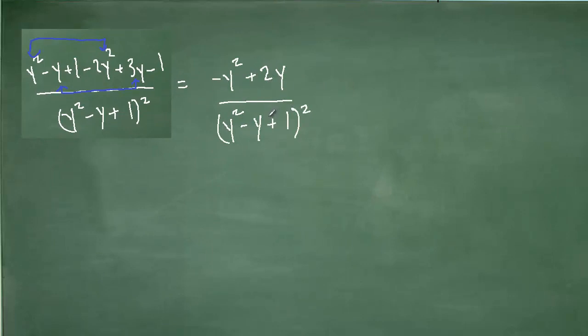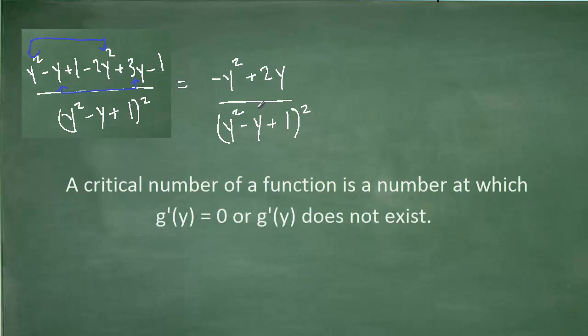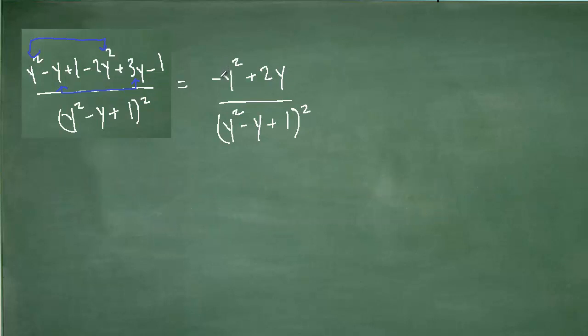And again, we are asked to calculate the critical numbers of the derivative. The critical numbers are those values of y at which the derivative is equal to 0 or the derivative does not exist. So the way to do that is as follows. When your derivative is a rational function, then you can split the rational function up into two separate functions. So in order to figure out where the rational function in this case is equal to 0, we can actually set the top equal to 0. So we're just going to come over here and set negative y squared plus 2y equal to 0. And this will tell us those values of y at which the derivative is equal to 0.